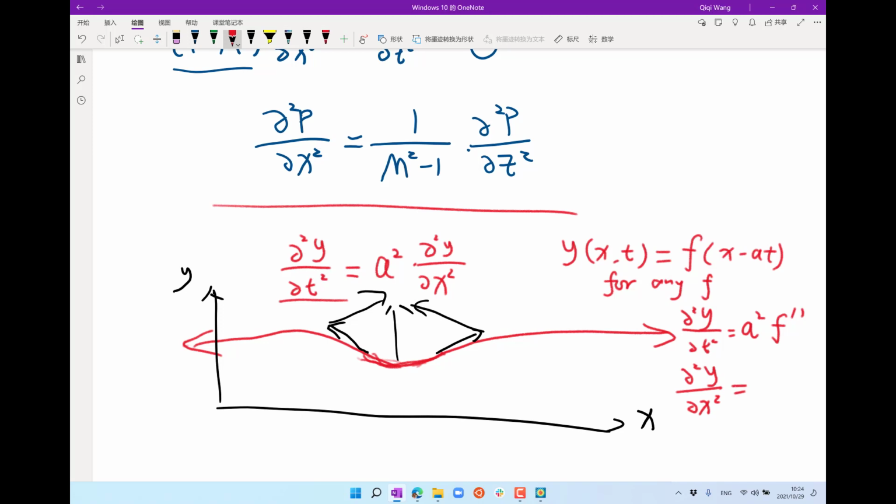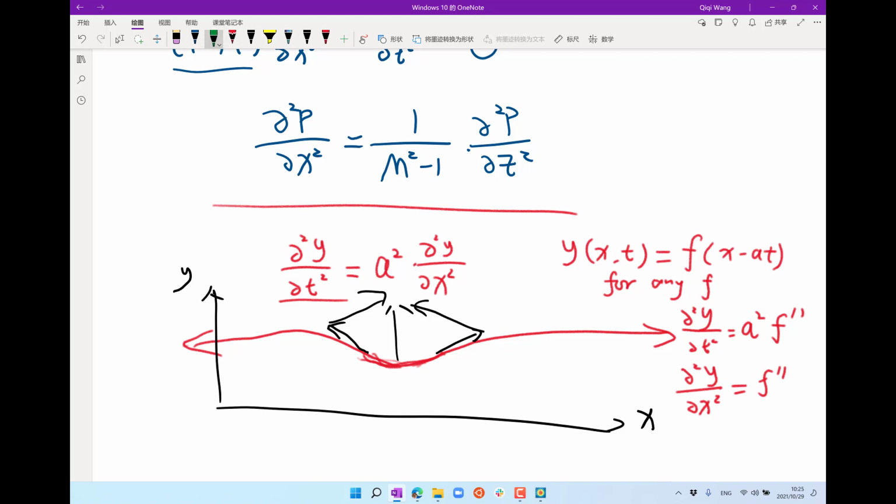How about the derivative with respect to x? That's even easier. You take one derivative, there is no a, it's just f prime. Take another one, f double prime. Is this equal to a squared times this? Of course. That holds for any f. So that's one solution.